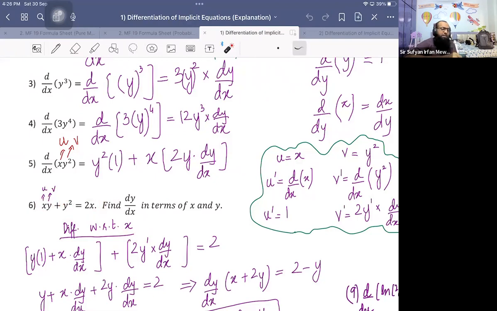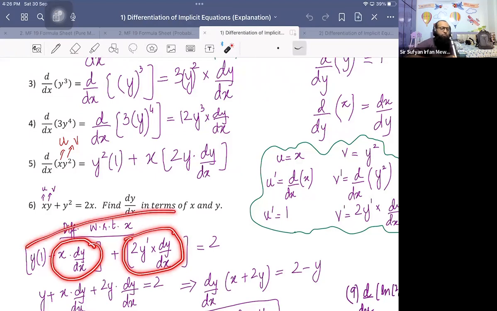Now we can see that dy by dx is coming up at 2 places. So what is the bottom line? Whichever terms contain dy by dx, we have to take them on one side and take dy by dx as common. For the rest of the things which do not involve dy by dx, we are going to take them to the other side.